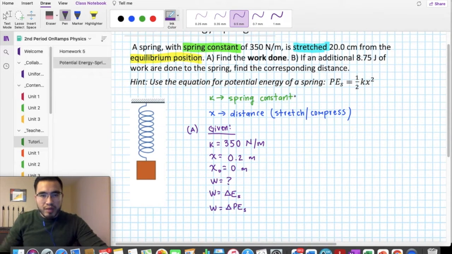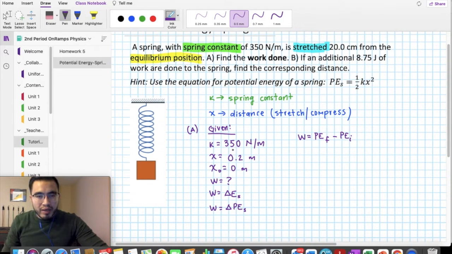Okay, so now let's use that equation over here. Delta, that is change, means final minus initial. So then the work done will be the potential energy of the spring. I'm going to omit the S because we're using just the spring. Potential energy final minus potential energy initial.